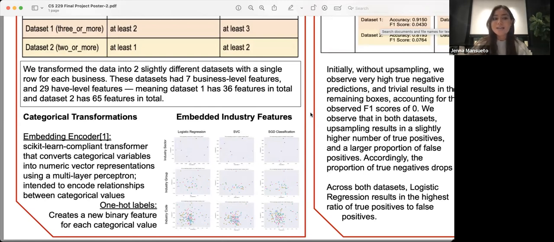So the embedding encoder takes the categorical variables and then it creates these numeric vector representations using a multi-layer perceptron. And this is supposed to kind of encode that relationship between the variables, which we hypothesized would help the model better predict. And then as kind of a control to that, we also tried encoding with one-hot labels, which is obviously just a binary feature for each of the categorical values, but does not kind of encode that relationship.